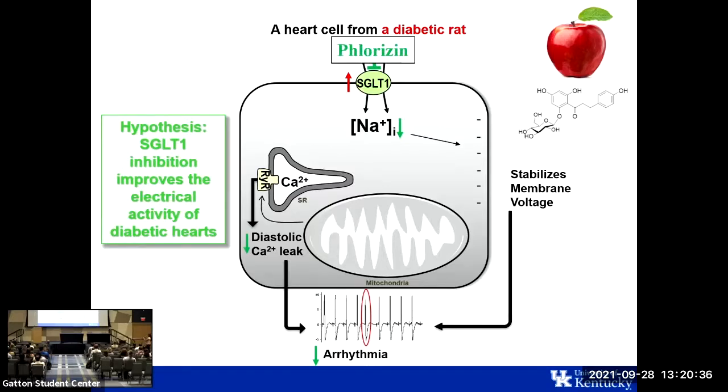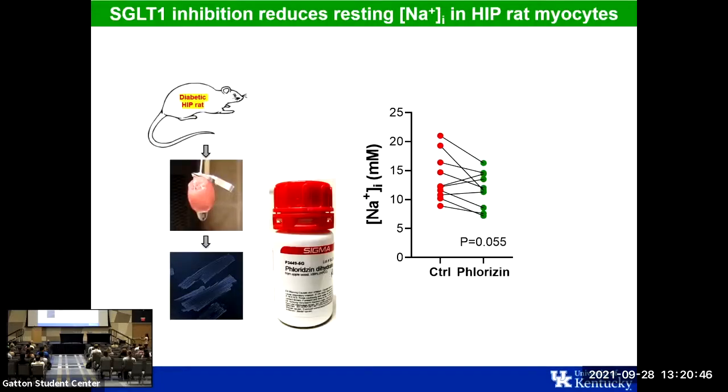For this, we are using phloretin. This is a polyphenolic compound naturally found in apples, bark, and trees, and also in the fruits. Here we use a diabetic animal model, and we harvest the heart from the rat and isolate the cardiomyocytes. In the first experiment, we loaded the cells with a sodium indicator and then incubated the cells with phloretin. These are pure compounds from the apple trees and barks. When we measured the sodium concentration inside the cell, after we treated the cells with phloretin, the concentration went down. So this proved our first hypothesis.